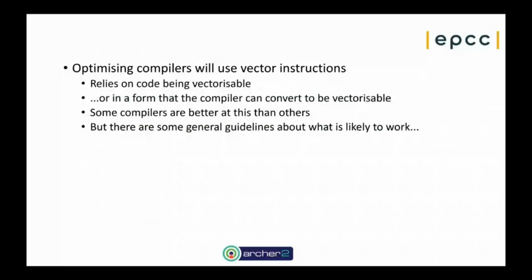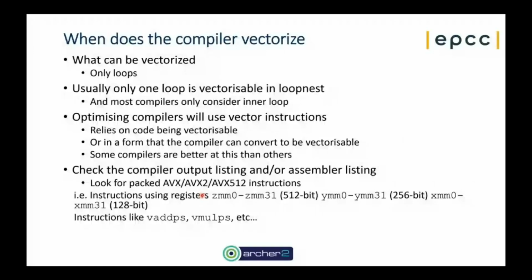As I say, what we're interested in is having the compiler do the vectorization for us. That means there are things we can do to help the compiler do that vectorization. There are general guidelines around what can vectorize easily and what will struggle to vectorize. The compiler understands what hardware it's building for. Yesterday we talked a little bit about how you build for a particular instruction set architecture.